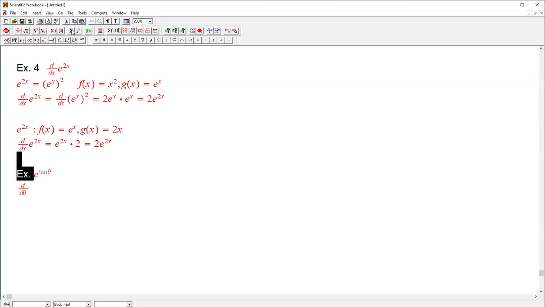So how do we see this composition? This composition is completely obvious: e to the power x is the outer function, and tangent theta is the inner function. When we differentiate, we differentiate e to the power x, which gives e to the power of tangent theta. Then we differentiate tangent theta, and the derivative of tangent theta is secant squared theta. And we're done. We're finished.